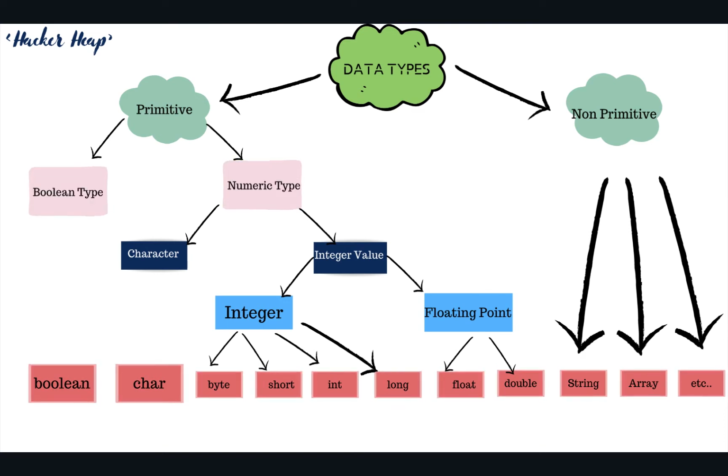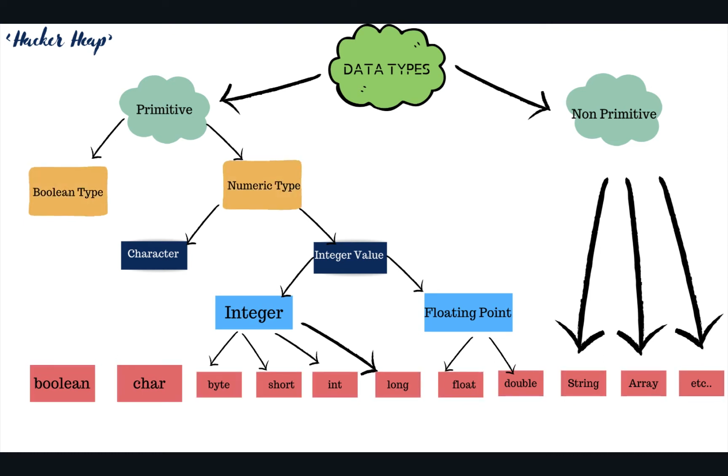There are actually two sets of data types. One is primitive data type and the other is non-primitive data type. Primitive data type is again divided into two kinds. One is the Boolean type and the other is numeric type. Boolean type has the keyword boolean, and numeric has char, byte, short, int, long, float, and double.